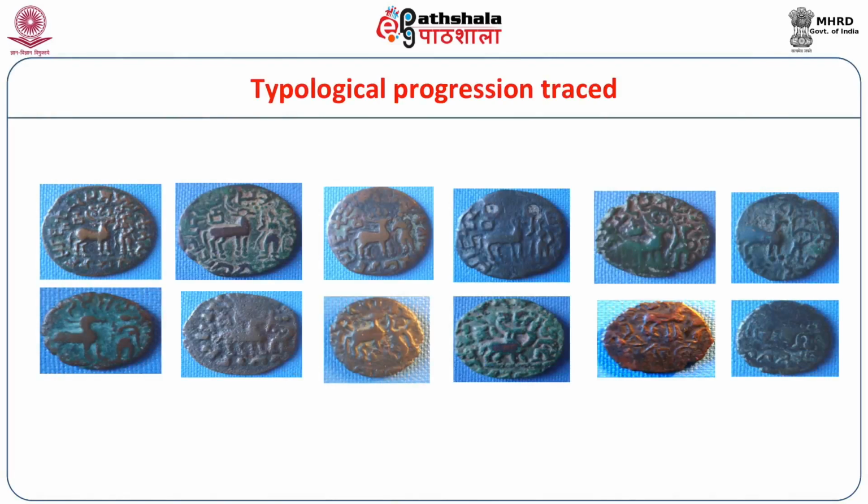Now let us move to the typological progression of the Kuninda coins. When you look at the coins, you find that the device is gradually degenerating. In this slide, you can see how the coin device is going through a phase of evolution. This phase of evolution can be termed as typological progression, and this helps us in arranging the coins in chronological order. Gradually, the device lost its importance and even the meaning which was portrayed.